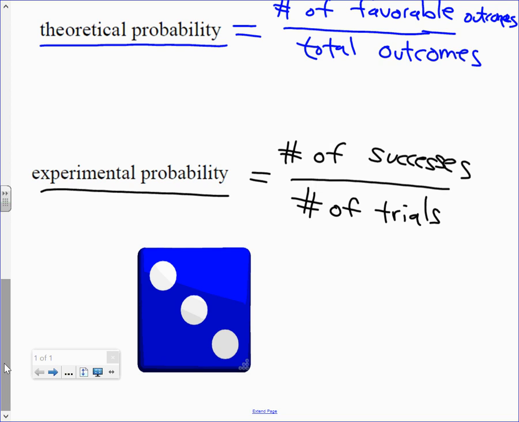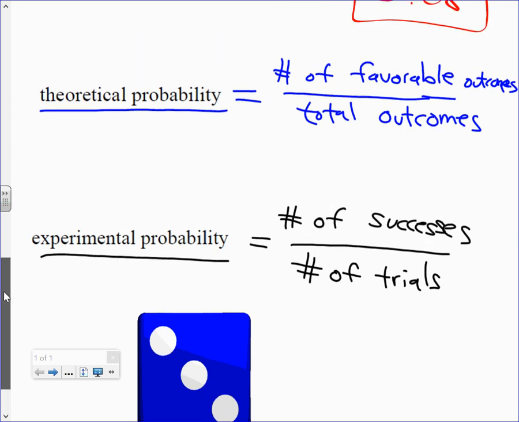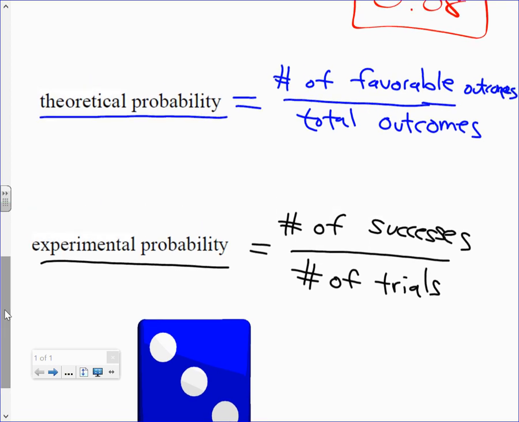Thanks, Noah. Number of successes divided by the number of trials is experimental probability. Here's what I mean by that. Are we going to do trial and error stuff again? Remember the assignment where we did trial and error? Let me chew on that.